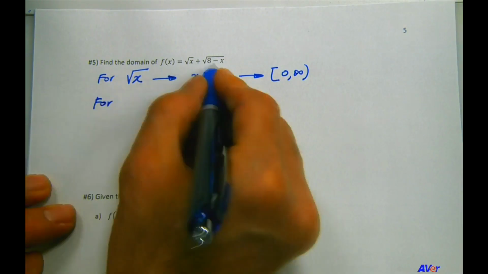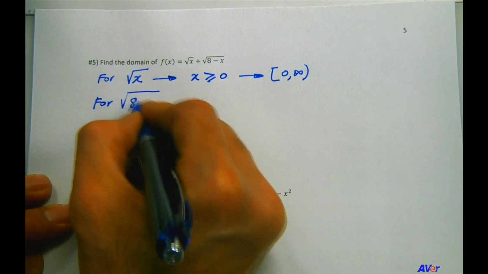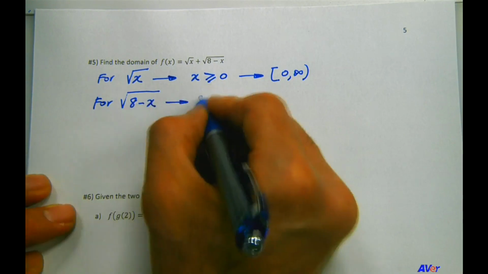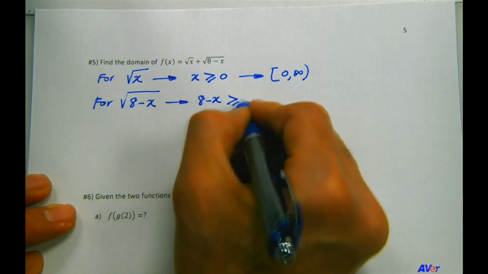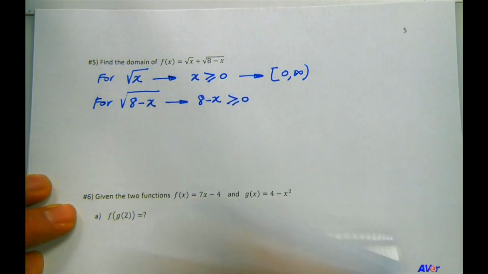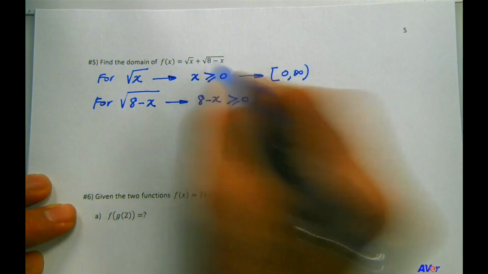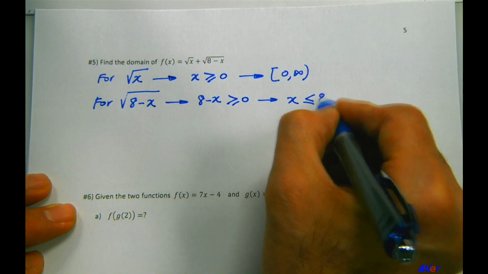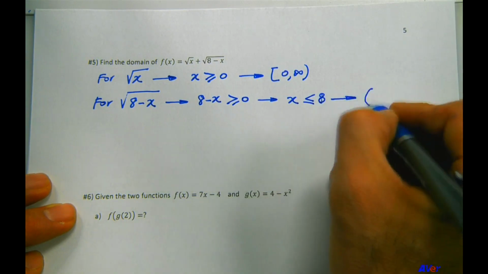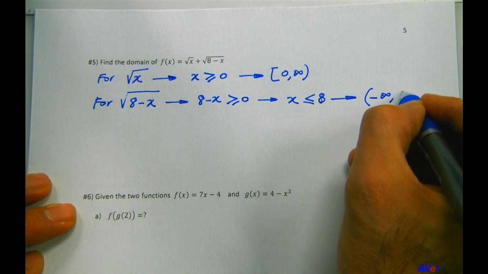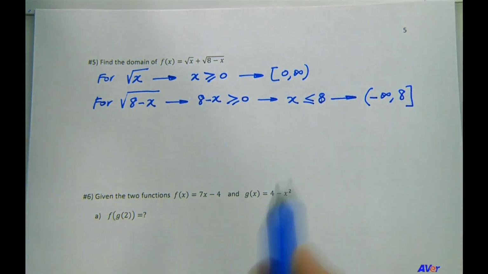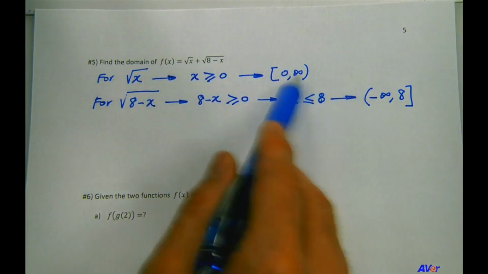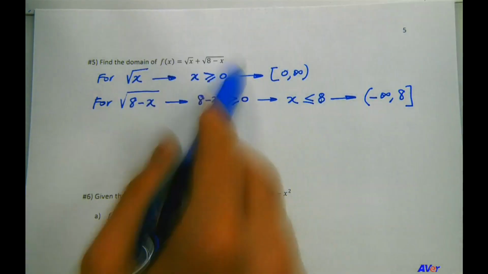So for that piece, we have square root of 8 minus x. So then 8 minus x must be greater than or equal to 0. Anything positive, right? Anything positive or equal to 0 is allowed. Then that gives us x less than or equal to 8, which means this is negative infinity, comma 8, bracket. So because we're looking at the whole function, we need to take the intersection of these two functions for the domain of the entire function.